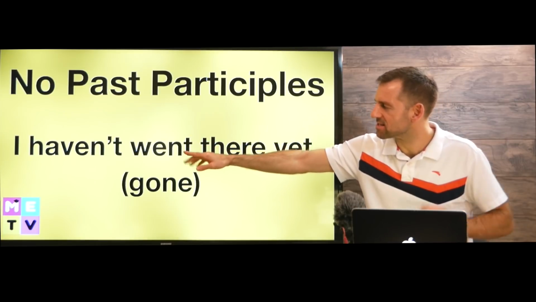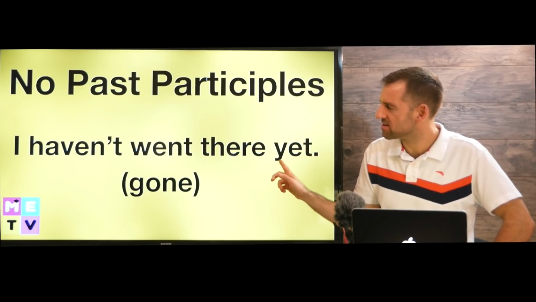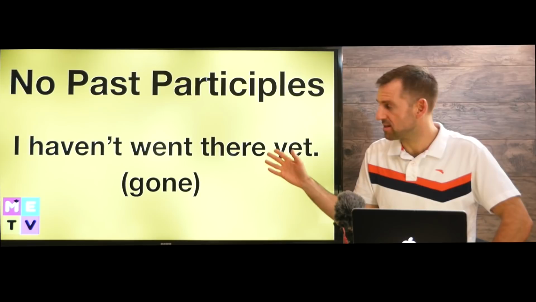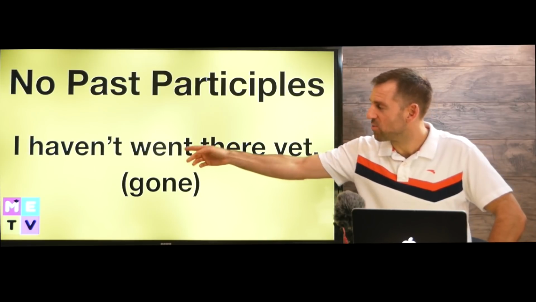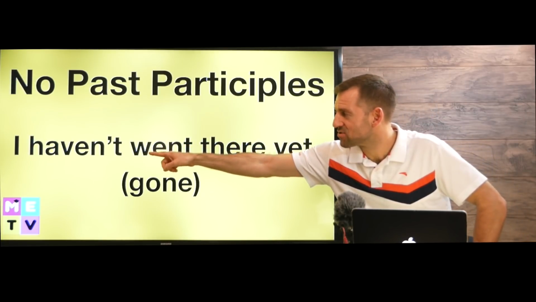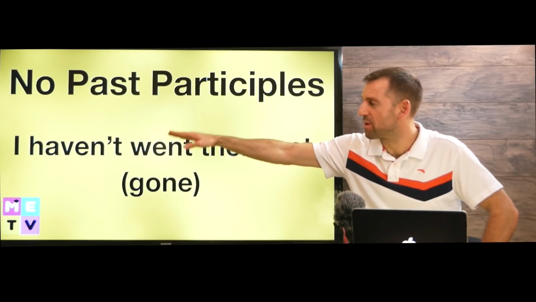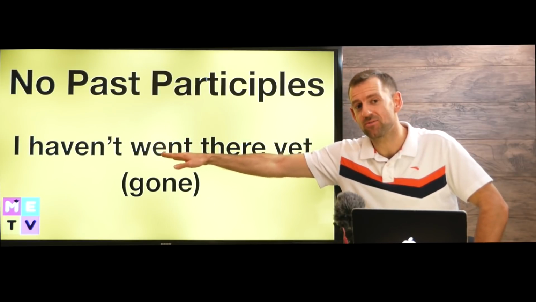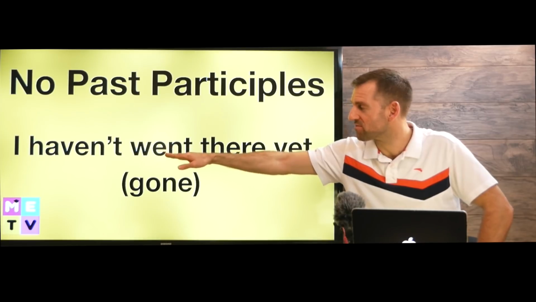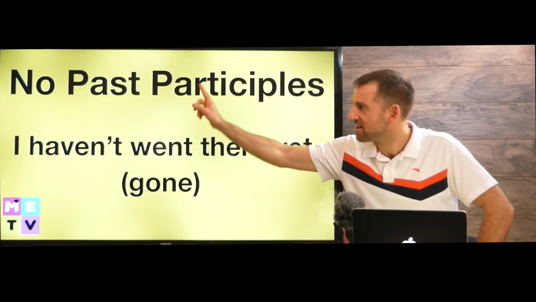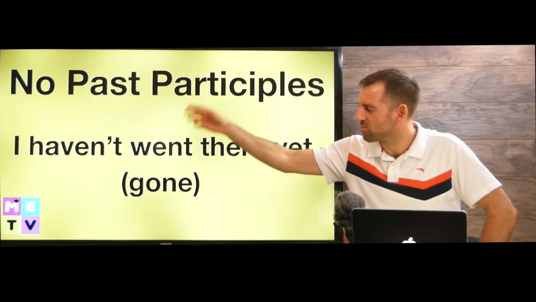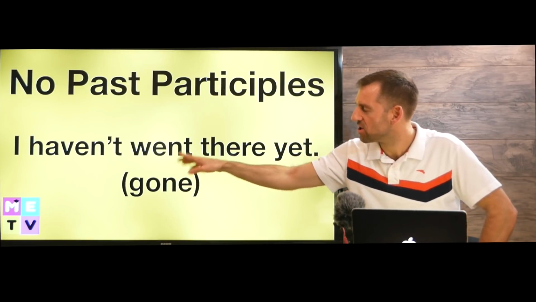They'll say things like this: "I haven't went there yet." That's a mistake because we have the word "have," so we need the past participle. Remember, this is our perfect verb tense. This is the present perfect verb tense. So we need this weird looking verb, which is "gone." "I haven't gone there yet."